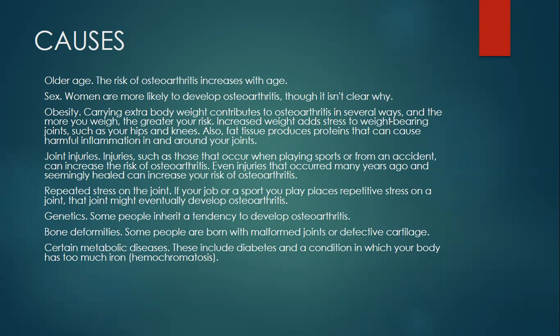Malformed joints. For example, most of the time it is seen that there is varus or valgus in the knee. Such people are also more prone to osteoarthritis. And the last one which you are reading includes diabetes and a condition in which your body has too much iron. So it is one of the last causes for osteoarthritis.